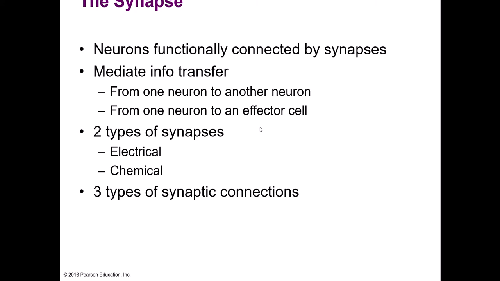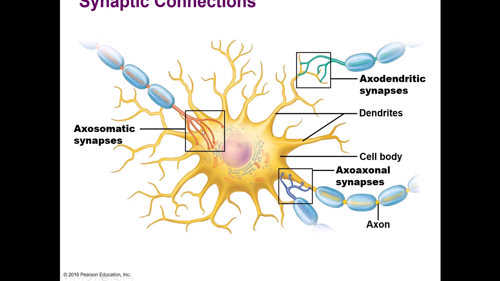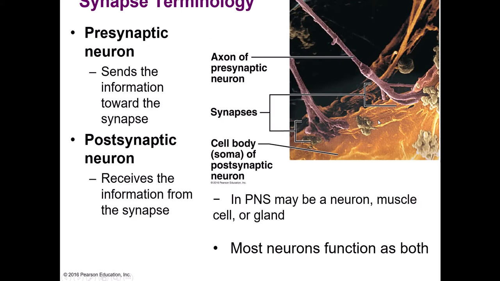And neurons can connect to each other in lots of different ways. They don't always connect one end to one end. They can connect the end of a neuron to the cell body of another neuron, to the axon of another neuron, or to the dendrites of another neuron. So really we have three types of synaptic connections. The most common type of synapse in the nervous system is an axodendritic synapse, where the axon terminals of one neuron connect to the dendrites of the next neuron. But we also have axosomatic synapses, where the axon terminals of one neuron connect to the cell body of another neuron, and we have axoaxonal synapses, where the axon terminals connect directly to the axon hillock and the axon of the next neuron.